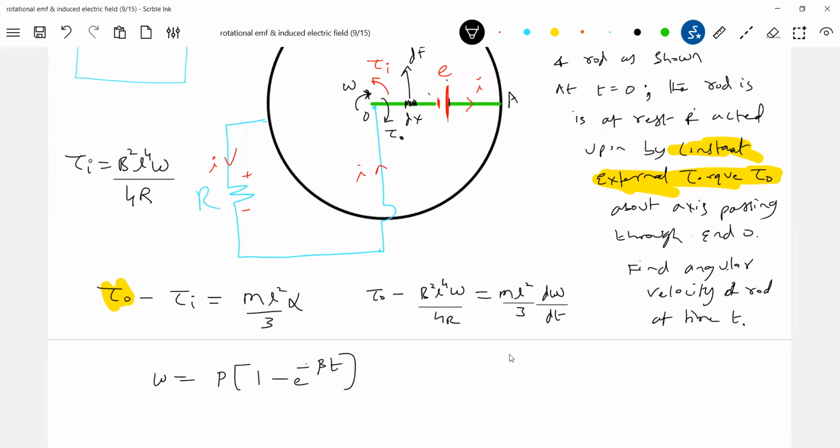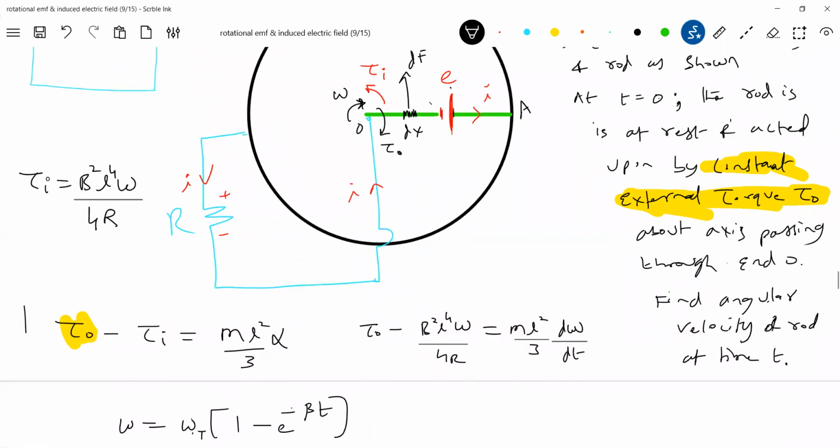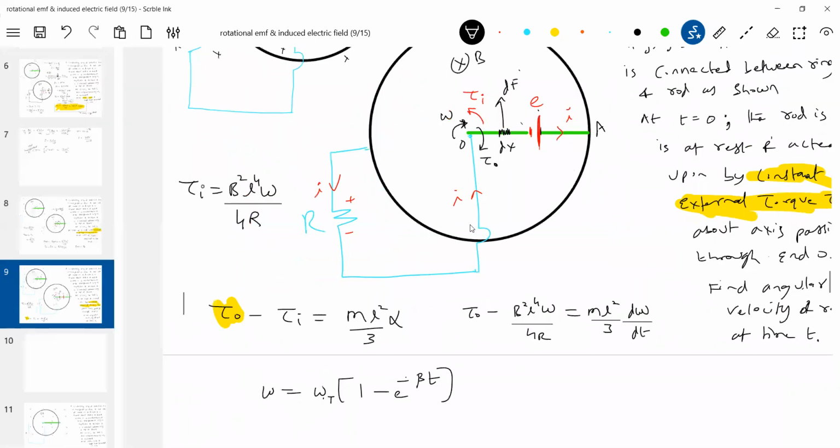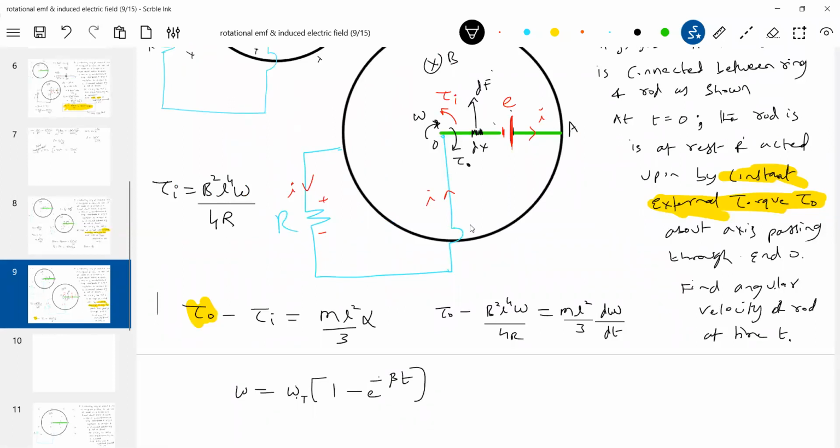The angular velocity of the rod will continuously increase with time exponentially. When you put t equal to infinity, it will attain a constant. So this will be the terminal angular velocity, or better write omega t. Because of the external torque tau naught acting, the induced torque will continuously increase. After a long time, the induced torque will become equal to the applied external torque tau naught, and the angular velocity of the rod remains constant, and that is the terminal angular velocity.